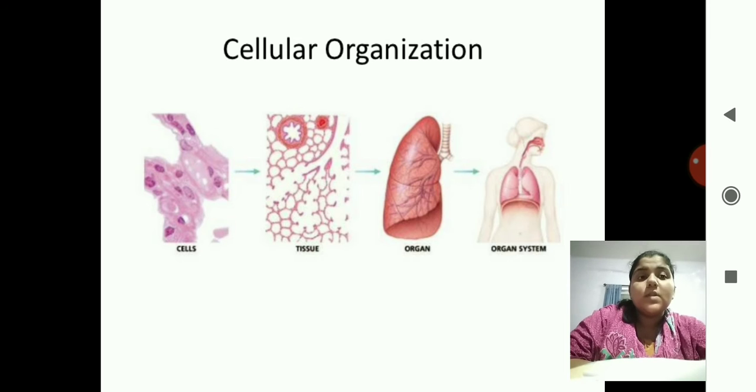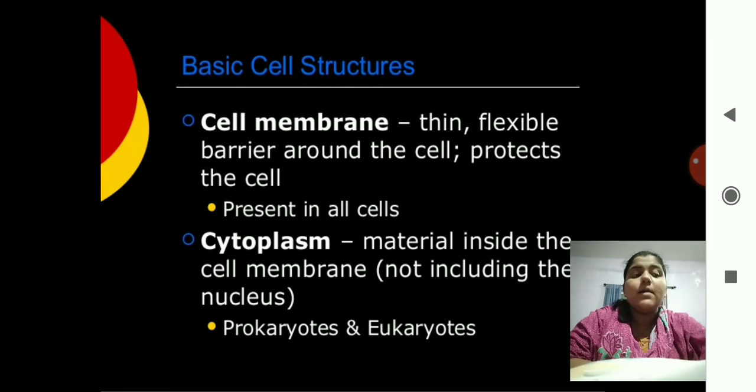Now we are going to see the basic cell structures, that is, the structures present in the cell. Firstly, we are going to see the cell membrane. Cell membrane means what? Wall. There is something lining outside the cell. So the cell membrane is a thin, flexible barrier around the cell. It protects the cell and is present in all types of cells.